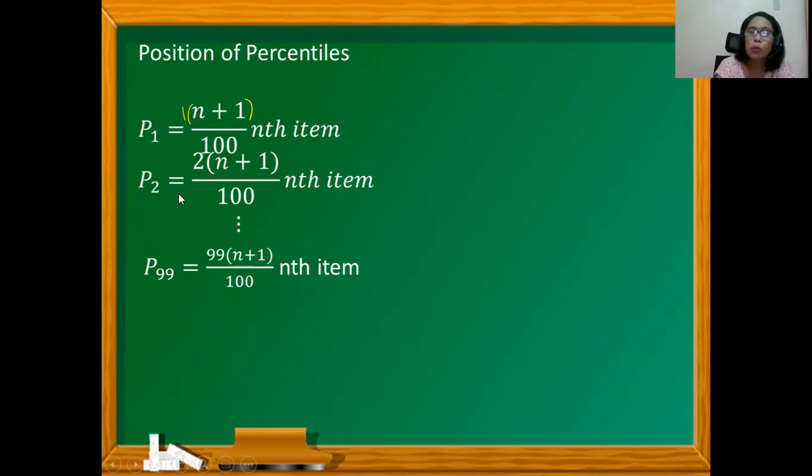Now for P sub 2, there is a factor of 2 here on the numerator, times quantity n plus 1 all over 100, up to P sub 99. So there is a constant factor of 99 here times quantity n plus 1 all over 100. So let's try to work on each example here.